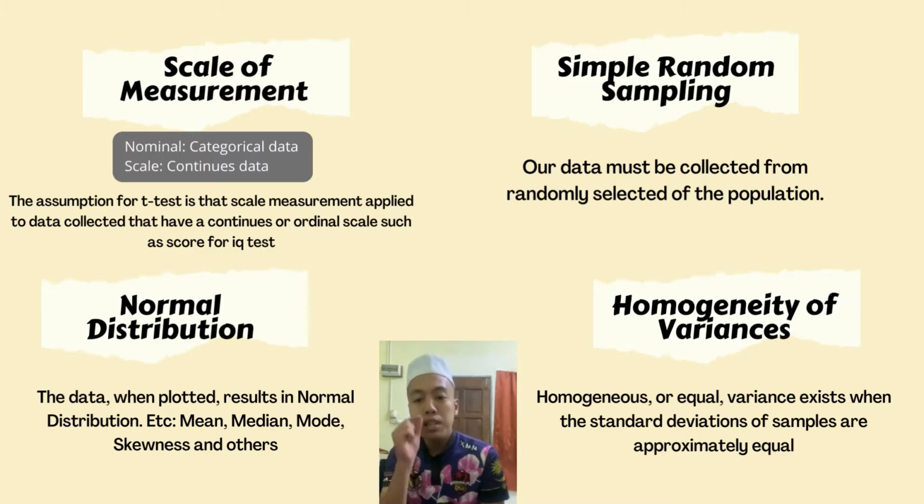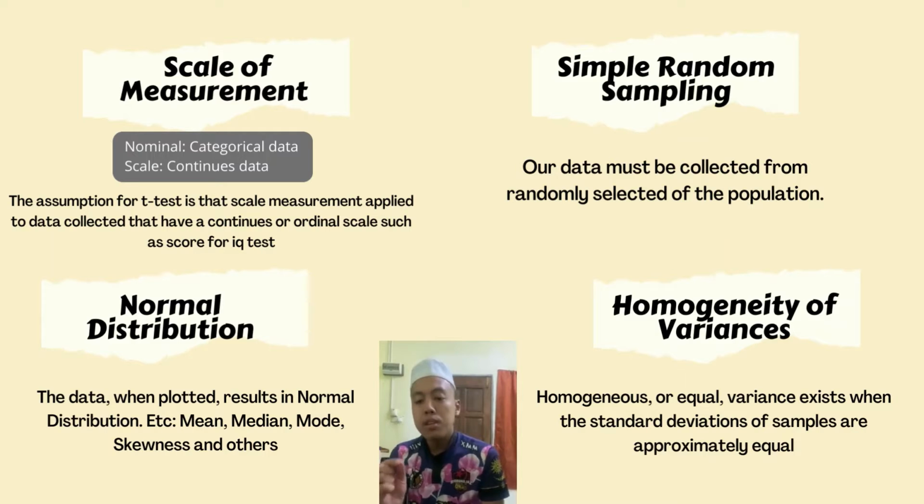The second one is simple random sample. Our data must be collected from a randomly selected sample of the population, for example, the students. So if you focus on the students, you get data from the students. And the third one is the normal distribution. We look at the mean, median, skewness, p-plot, and others. If we have this, then we can identify it as a normal distribution.